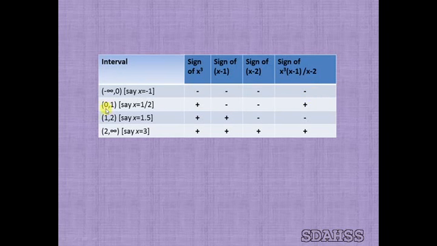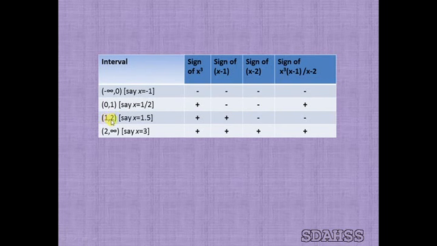Then take down the second interval 0 comma 1. In 0 comma 1 you take down in-between values, say for example x is equal to 0.5. Substitute x is equal to 0.5, if you substitute you will get positive. Here also substitute x is equal to 0.5, 0.5 minus 1 negative answer. Then substitute x is equal to 0.5, 0.5 minus 2 negative answer. So plus into minus, minus, minus divided by minus, plus.